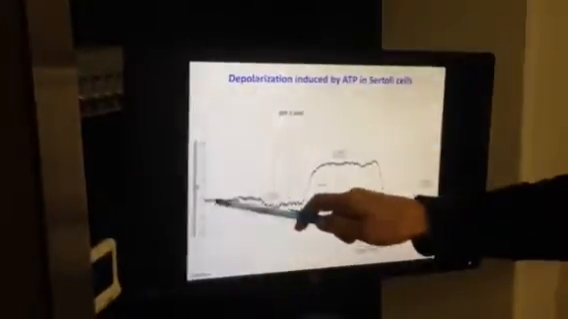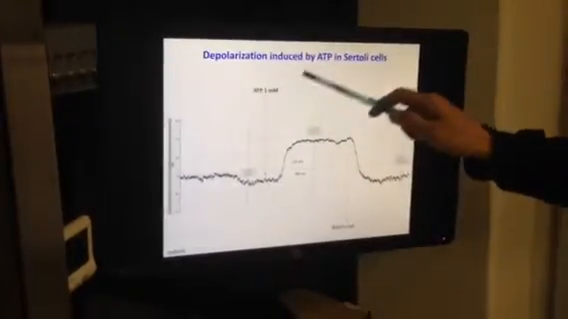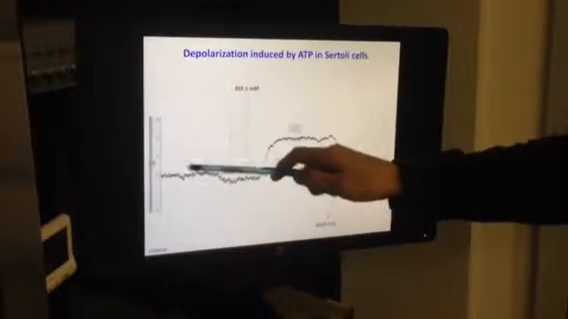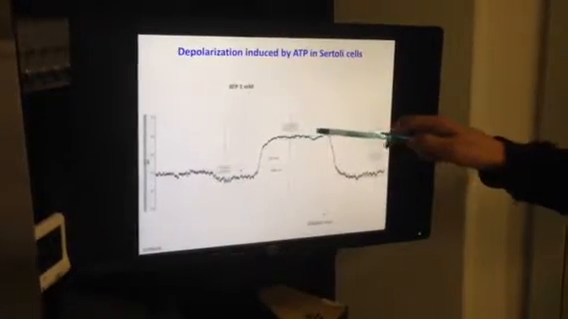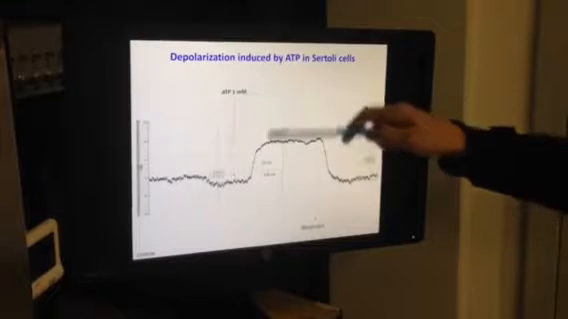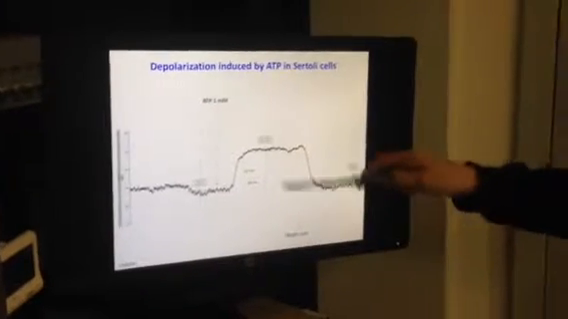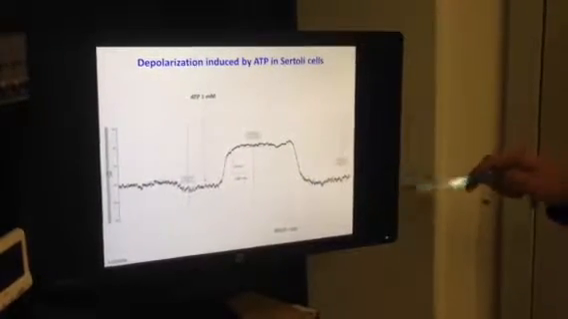I was able to measure the depolarization effect of ATP. So here I have the resting membrane potential of Sertoli cells, minus 50 millivolts. Whenever I added the ATP 1 millimolar, I found a huge depolarization in the presence of ATP, and when I washed the cells, the effect was gone.